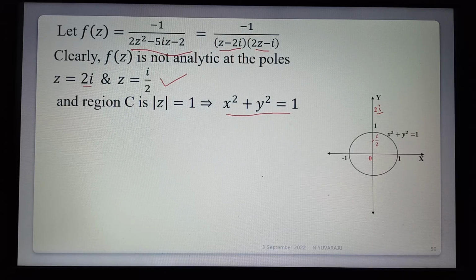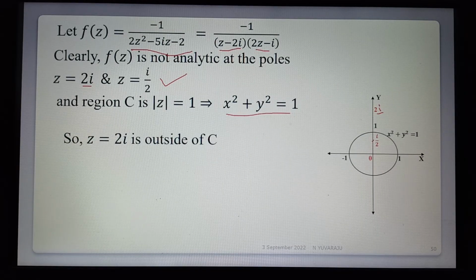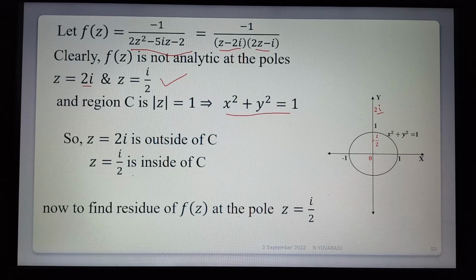That means only one residue is to be found here, only at the point z is equal to i by 2. Now finding the residue R1, so that z is equal to 2i is outside of C, z is equal to i by 2 is inside of C. So now to find the residue of f of z at the pole z is equal to i by 2. Okay, continue.